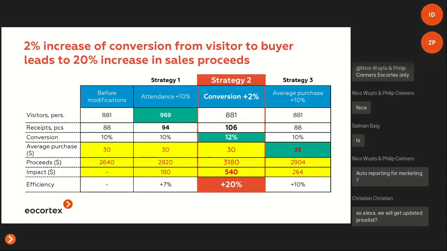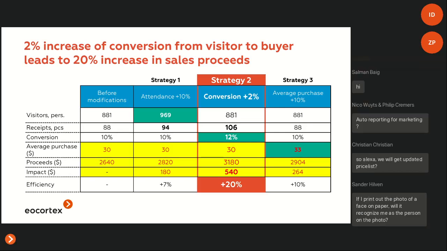So the main aim of a store owner is to increase profit. According to the statistics, a 2% increase in conversion results in a 20% boost in revenue. So you can review the mathematical calculation in detail, but the economic benefit for your customers is quite apparent. And using the Eocortex Unique Visitor Counting module, the user can estimate the conversion level, carry out promotional events, and assess their impact on the number of buyers.